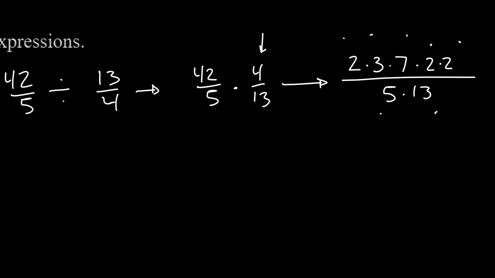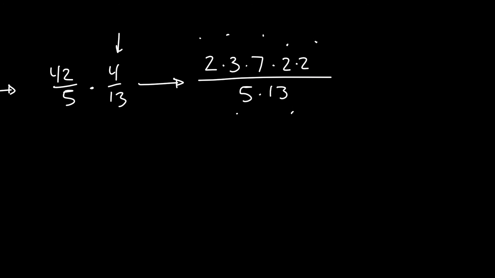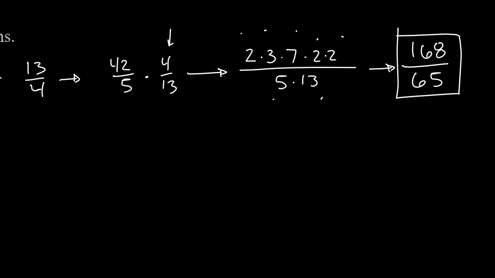Well, there are no common factors there. So I could either leave it like this, or I could multiply this out. So this numerator is 168 and the denominator is 65. And I am positive that there are no common factors there, because I've got 2, 2, 2, 3, 7 in the numerator and a 5 and a 13 in the denominator. So this is really the perfect answer for that problem, just 168 over 65.